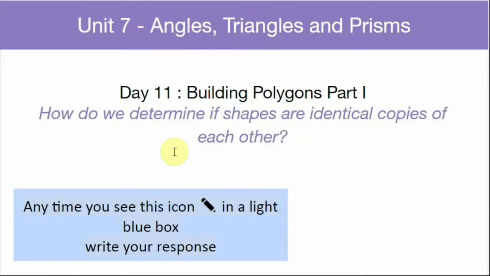Greetings, ladies and gentlemen. Unit 7, Grade 7, Angles, Triangles, and Prisms. Day 11, Building Polygons, Part 1. How do we determine if shapes are identical copies of each other?